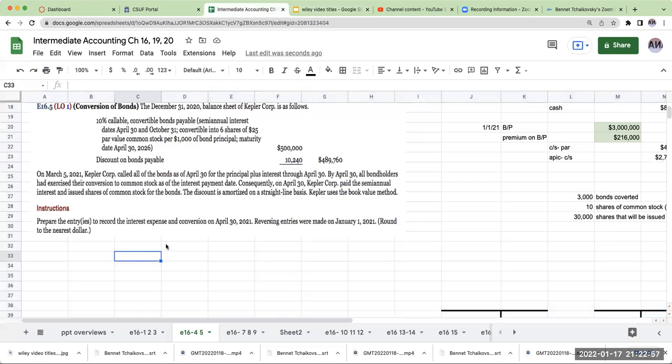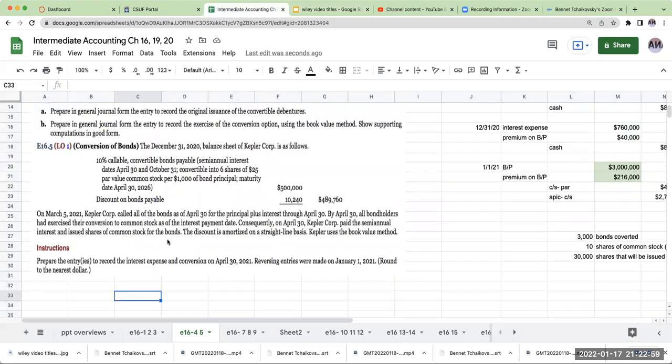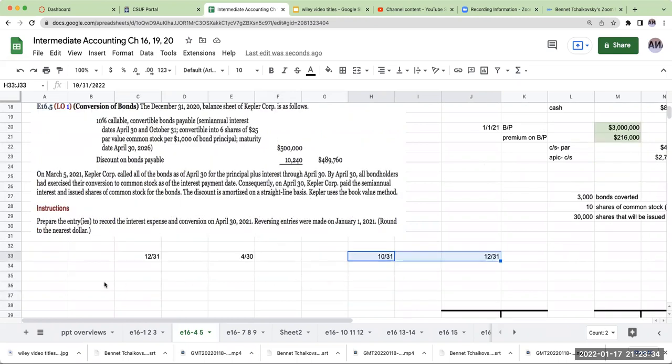Okay. So now that I've had a moment to dwell, the first thing I want to talk about really quickly is the concept of a reversing entry. When we look at exercise 16.5, we have a 12/31 balance sheet date and we're making payments on April 30th and then on October 31st, so we have to accrue for interest in this time period.